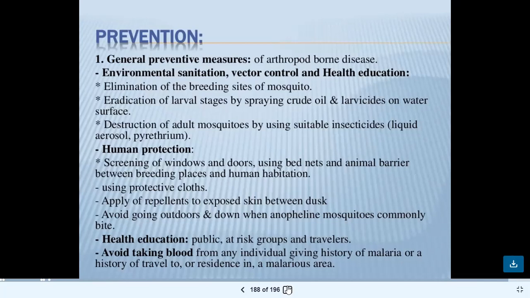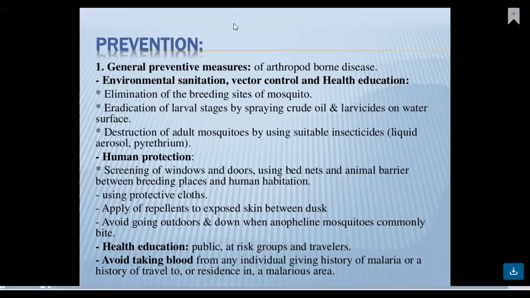using protective clothes, applying repellent to exposed skin, and avoiding going outdoors between dusk and dawn when Anopheles mosquitoes commonly bite. If we talk about health education, it targets the public, at-risk groups and travelers. Avoid taking blood from any individual giving a history of malaria or a history of travel to or residency in a malarious area.